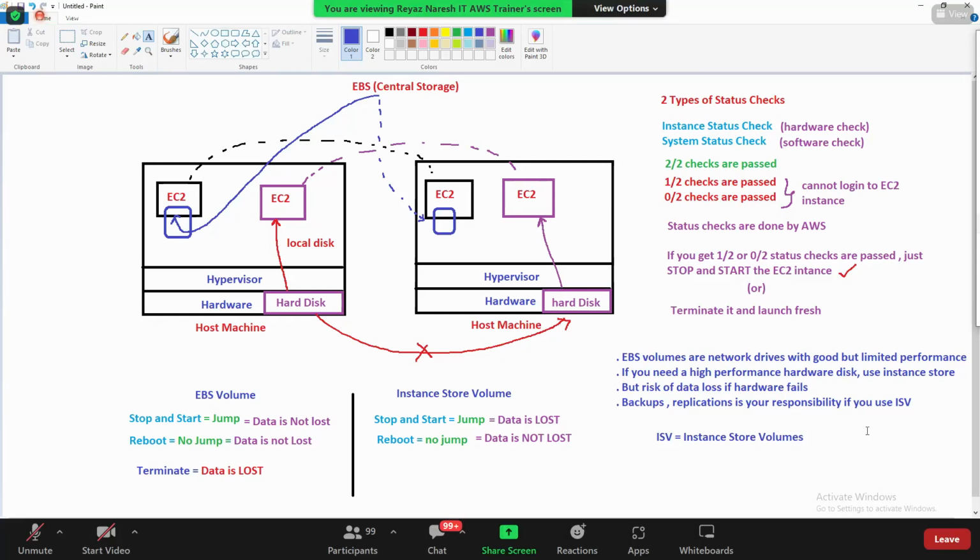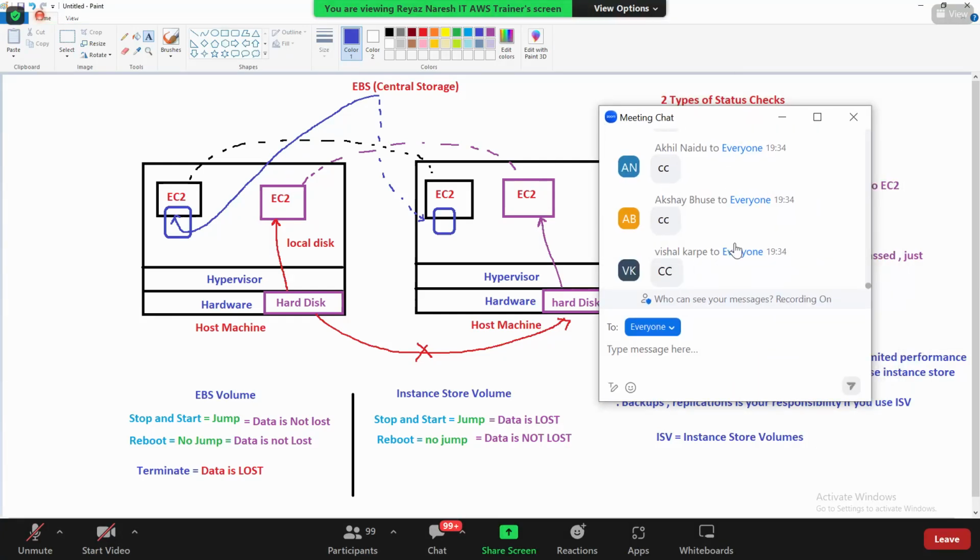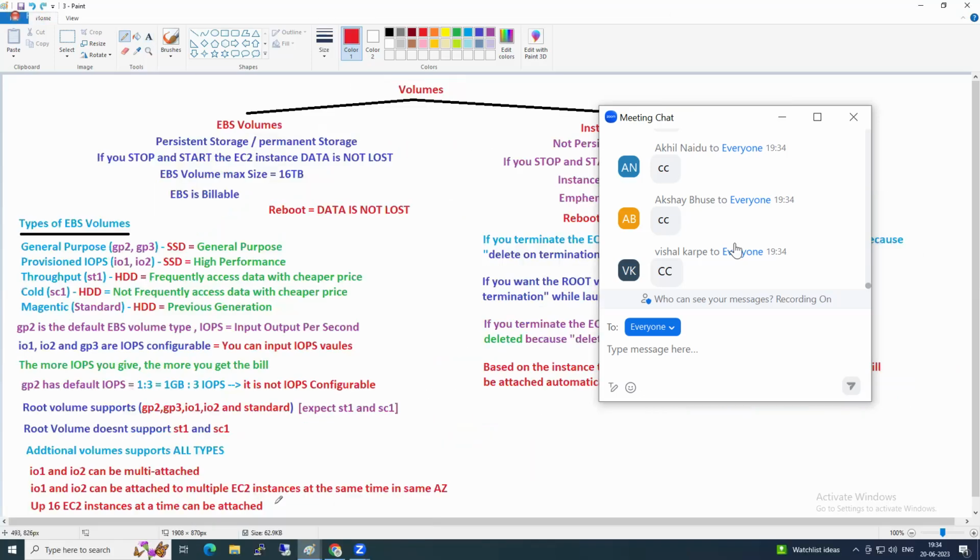Super. Take the screenshot of the first one.